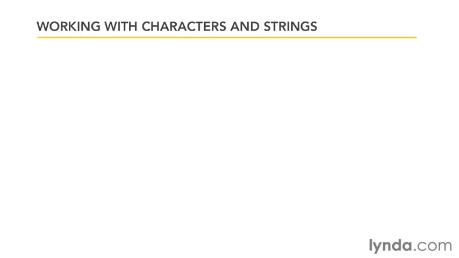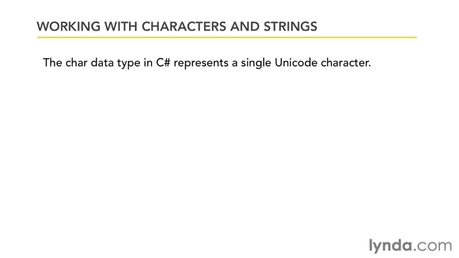C# also has built-in data types for working with characters and strings. They are the char and string data types, not surprisingly. The character data type, or char, in C# represents a single Unicode character, and that's 16 bits or 2 bytes. So the way you declare it is char, and then the name that you want to give the variable, and you can initialize it if you want to.